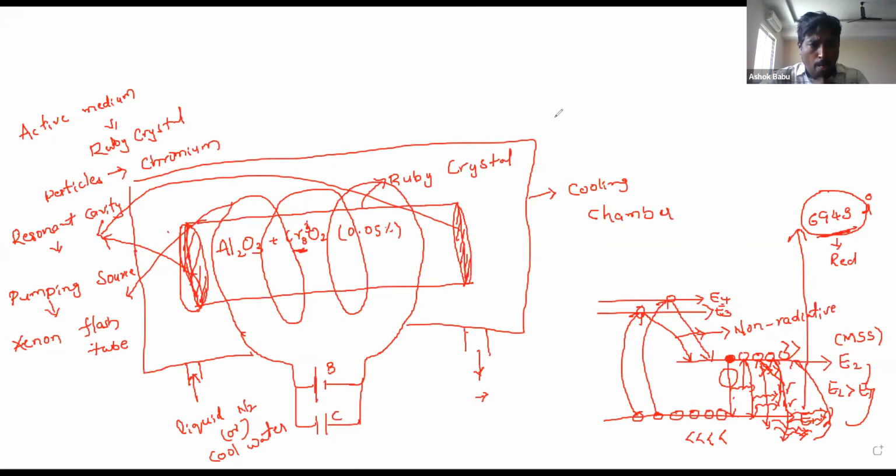So coming to the stimulated emission, stimulated emission will start here. Actually, I will draw the diagram very clearly here again.